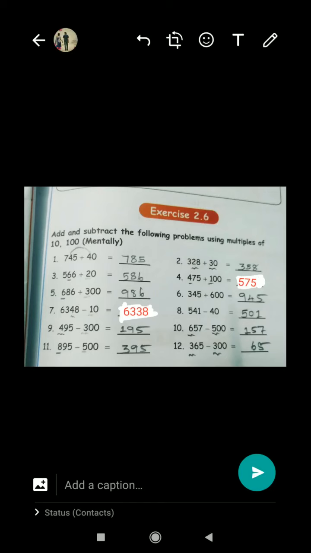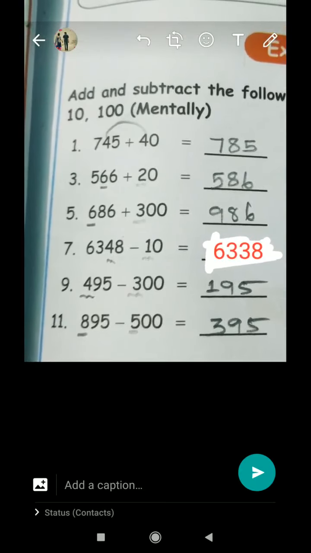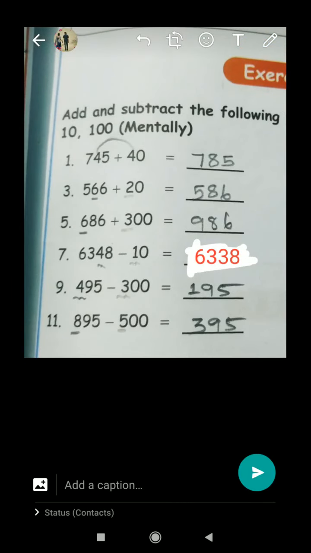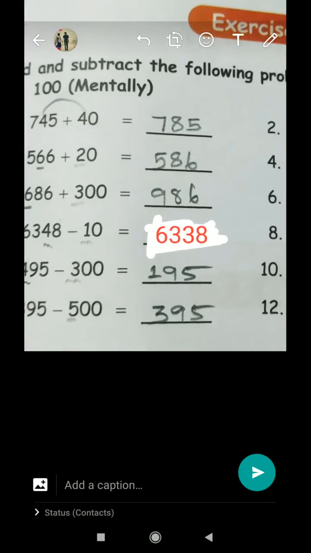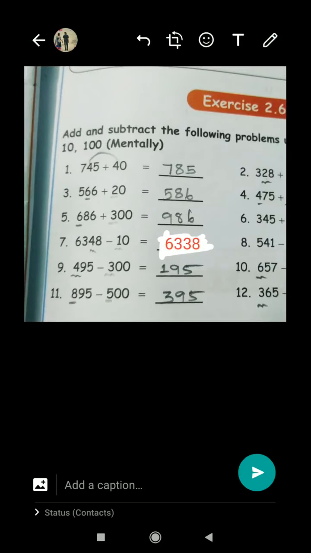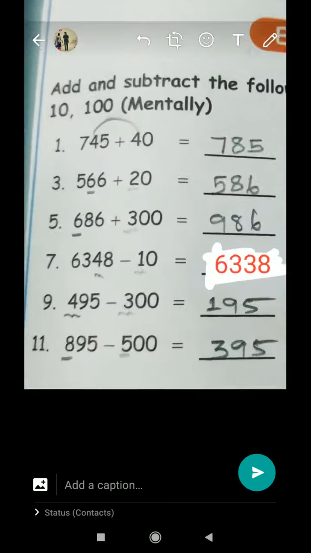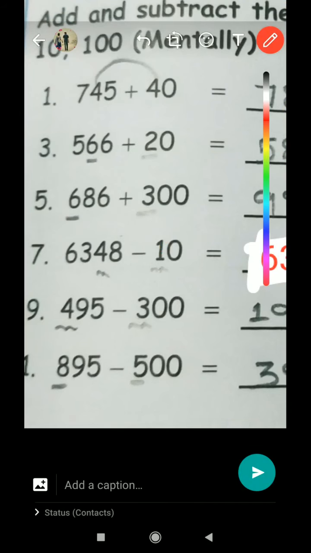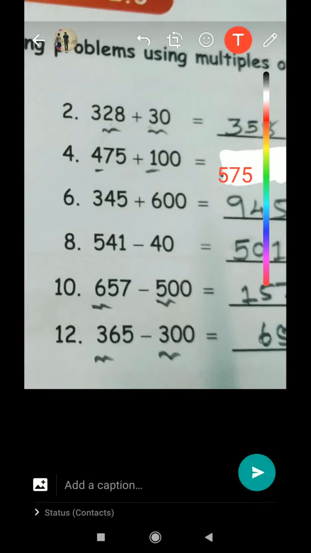Try yourself and look at the subtraction. 6348, this is a 4-digit number. Okay, so subtract 10 from it. 6348. You have to do only the 10's place. So 4 minus 1, 3. You put 3. Other numbers, you just replace. Okay. So just write the other numbers as they are. See, 10's place and 10's place. And the eighth one, 541 minus 40. So you have to do only the 10's place. So 4 minus 4, 0. So the answer 501.